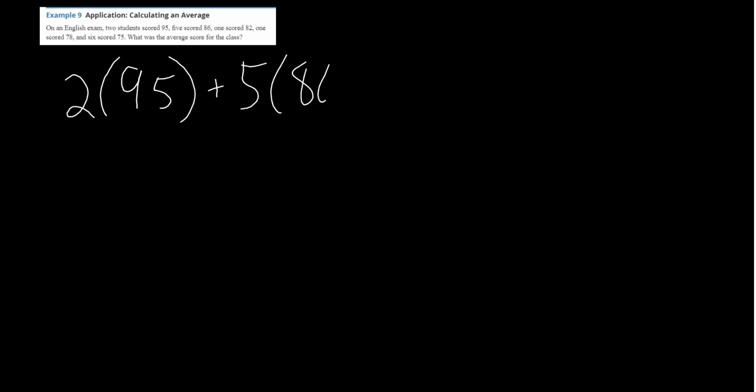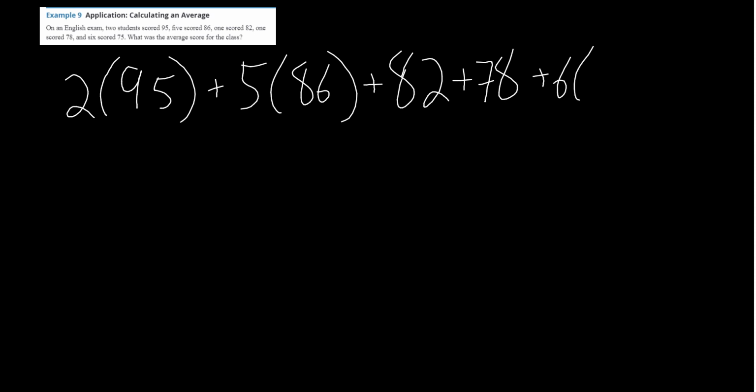So okay, there we go. 2 students scored a 95 plus 5 students scored an 86 plus 1 student scored an 82, 1 scored a 78, and 6 scored a 75. So plus 6 scored a 75. What was the average score for the class, right?